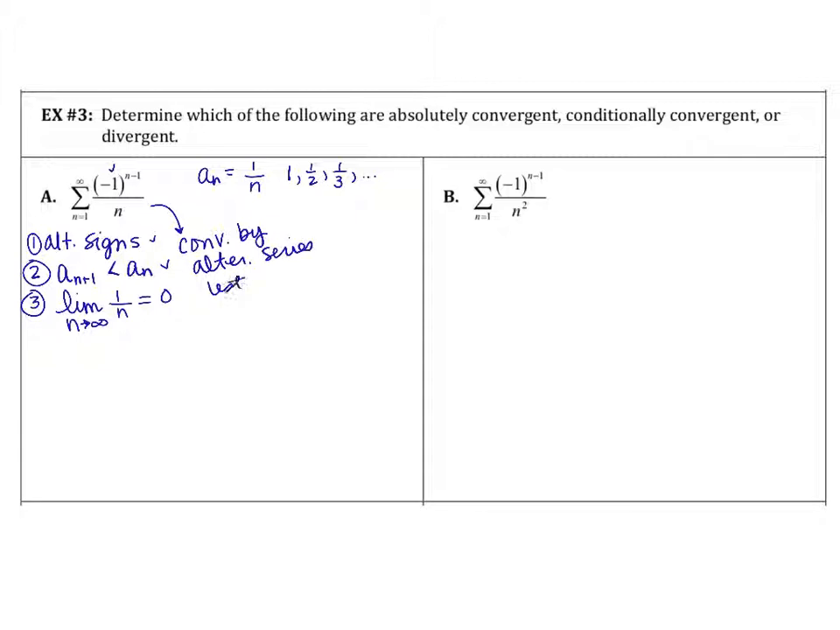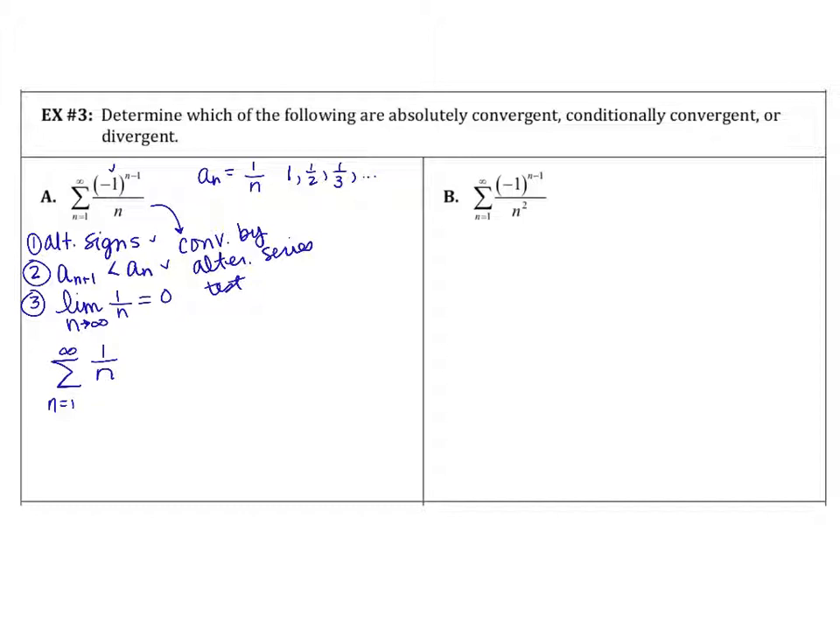Now, that is the alternating series test. Now we need to look at whether or not we are conditionally or absolutely convergent. To do that, we have to look at the absolute value of our series. In other words, we're going to look at the sum as n equals 1 to infinity of 1 over n.